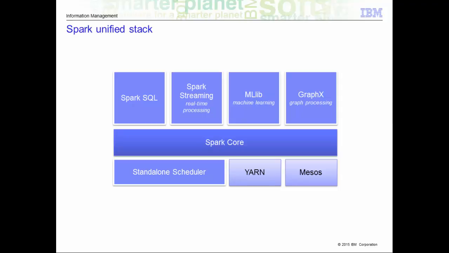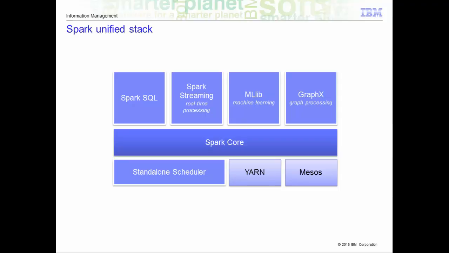Then you have the components on the top of the core that are designed to interoperate closely, letting the users combine them, just like they would any libraries in a software project. The benefit of such a stack is that all the higher layer components will inherit the improvements made at the lower layers. Example, optimization to the Spark core will speed up the SQL, the streaming, the machine learning, and the graph processing libraries as well.